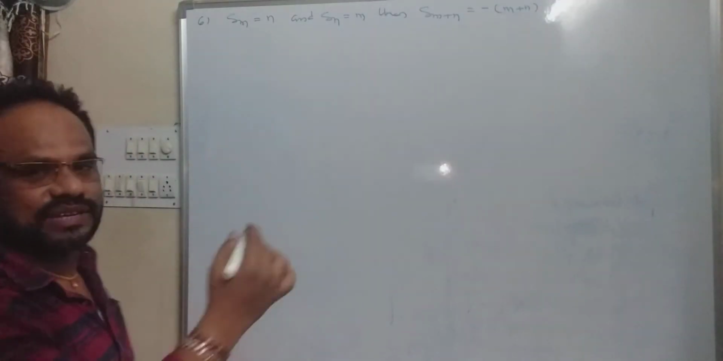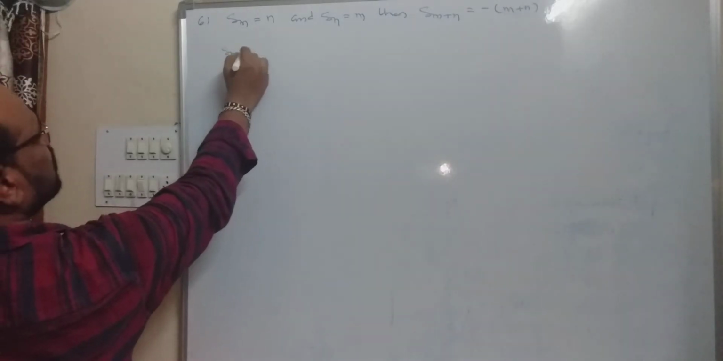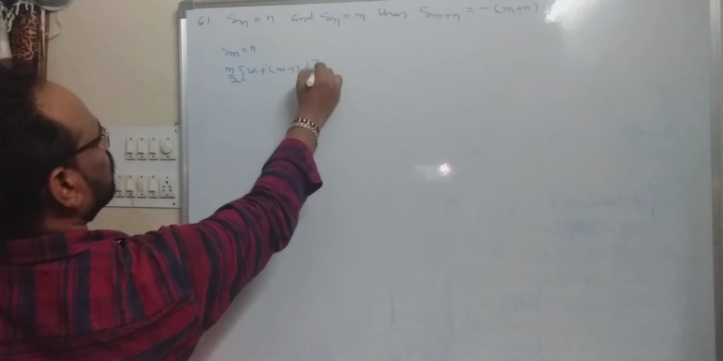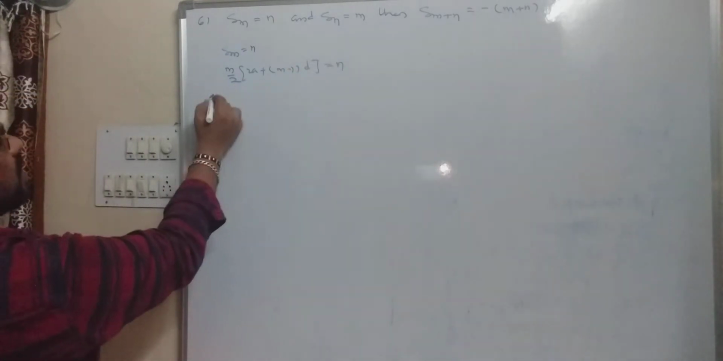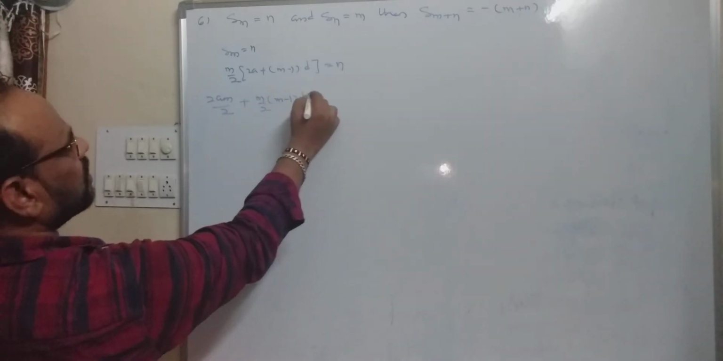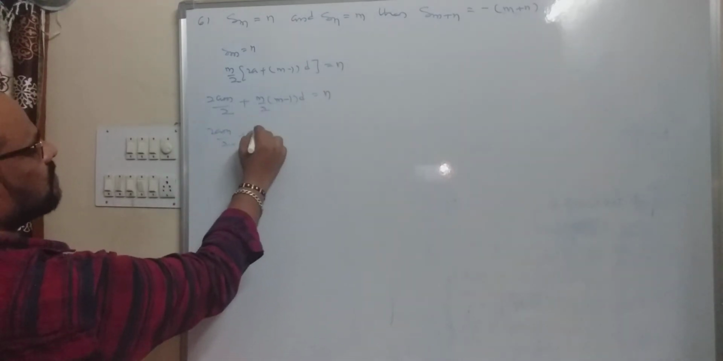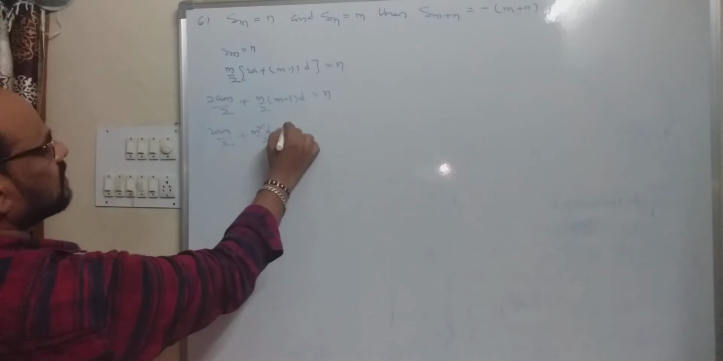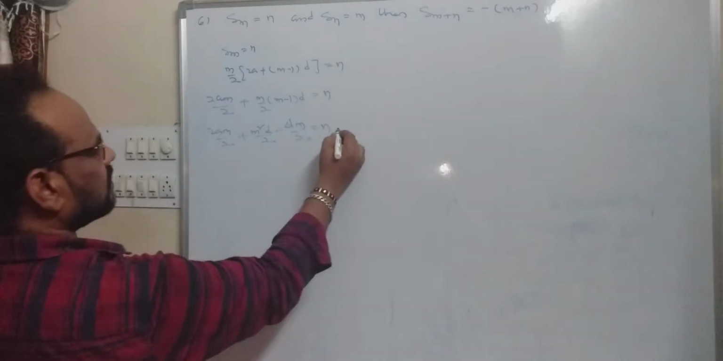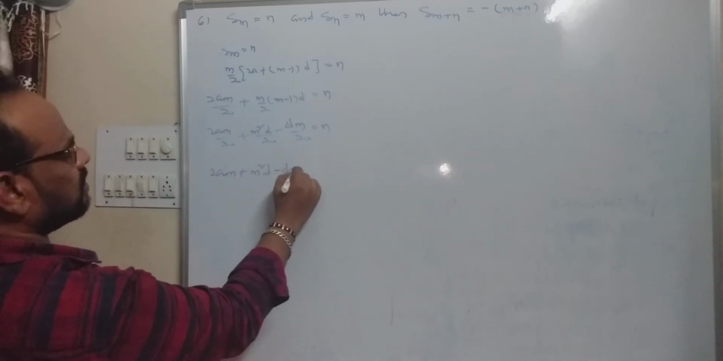We know that S_n is equal to n by 2 into (2a plus (n minus 1) into d). That means S_m is equal to n, so m by 2 into (2a plus (m minus 1) into d) is equal to n. If you multiply here, 2am by 2 plus m by 2 into (m minus 1) into d is equal to n. 2am by 2 plus m square d by 2 minus dm by 2 is equal to n. Okay, if you do the LCM, 2am plus m square d minus dm is equal to 2n.